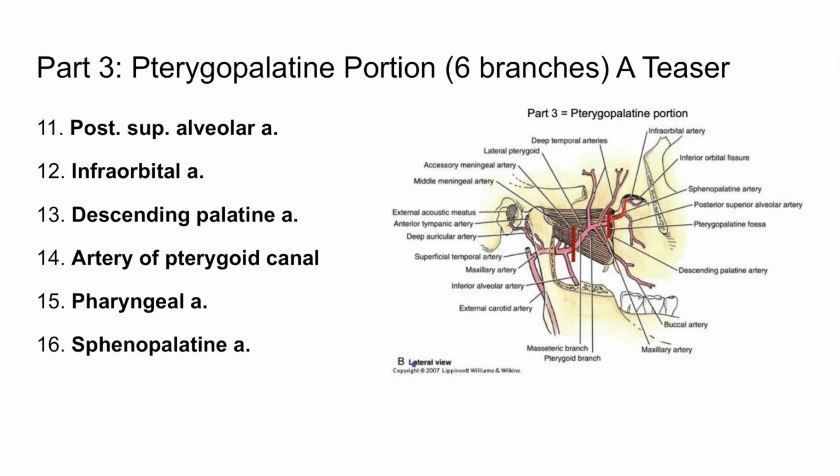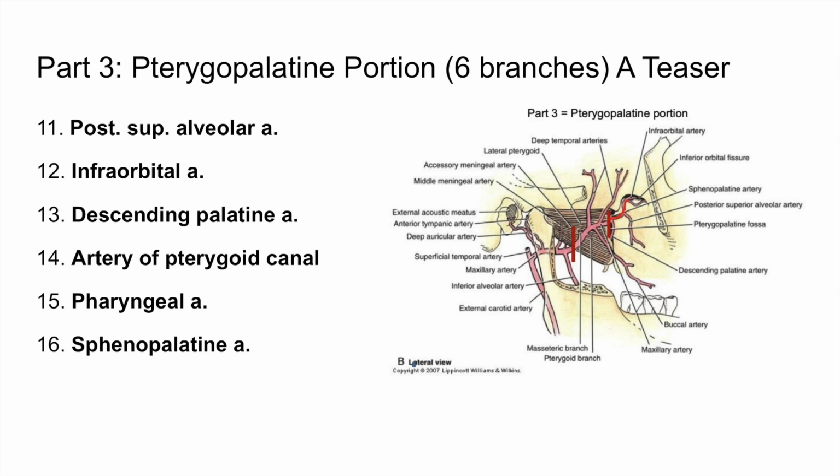So when you see alveolar in the name, that means teeth. And superior inferior just means, are we on the top teeth or the low teeth? Then we have the infraorbital artery, which travels through that inferior orbital fissure into the orbit and then comes out onto the face, supplying structures under the eye.